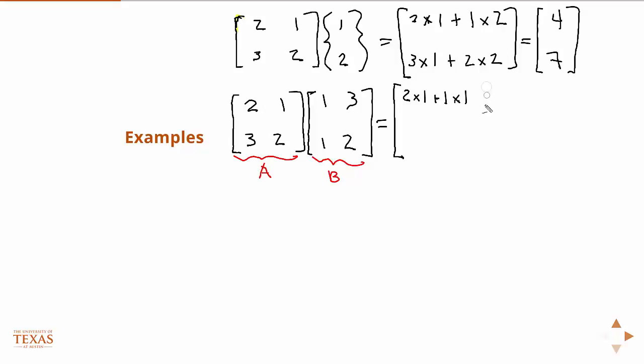Okay. Just put some lines in here so we can keep the entries straight. All right, so the second entry, this entry up here in the upper right corner, is going to be the second column of B taking the dot product with the first row of A. So 3 times 2 plus 2 times 1. Right.